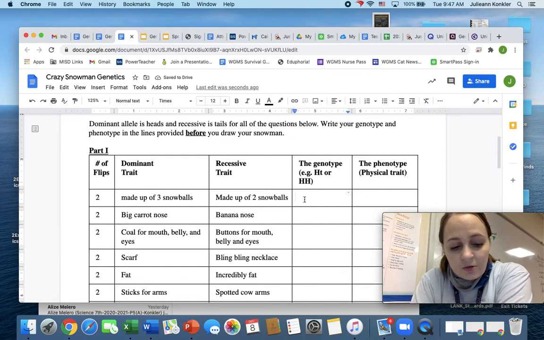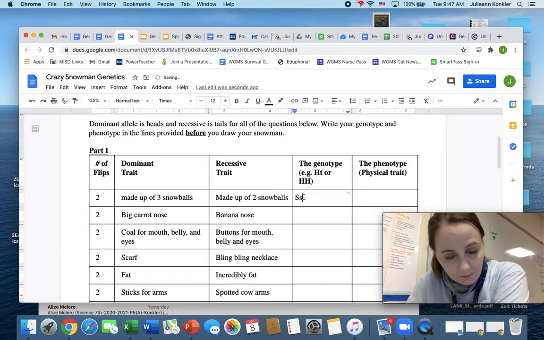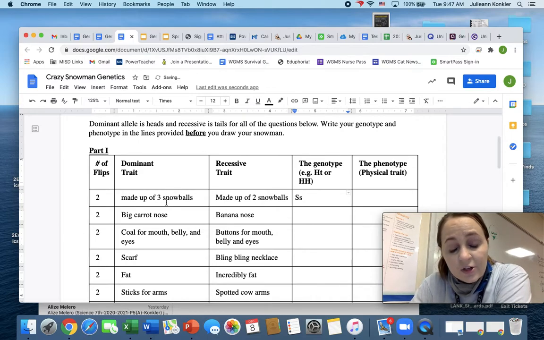So what I would put for my genotype is capital S for heads, for the dominant, and lowercase s for the tails. I'm using S because the trait that we're focusing on for this is snowballs, and snowball starts with an S. So that's my genotype. If I had gotten 2 heads, then I would have done capital S, capital S. If I had gotten 2 tails, then I would have gotten lowercase s, lowercase s, and it would be a recessive trait, which would be 2 snowballs. But since I got a heads, it's dominant. So my phenotype over here, I'm going to write 3 snowballs. And that's how you fill it out.